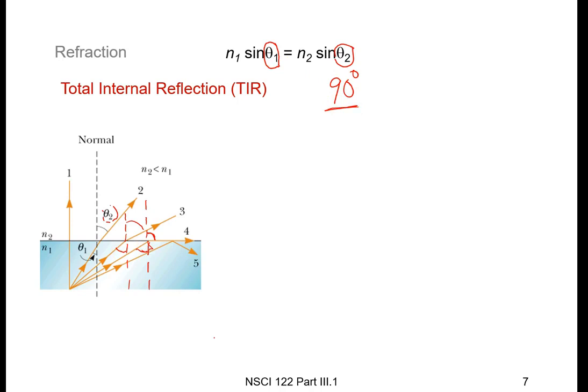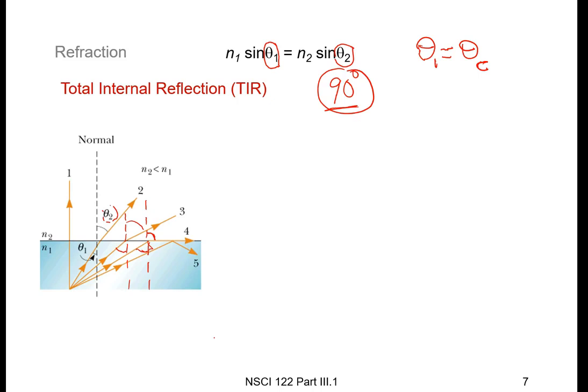That's going to be a special angle for this interface, and it's known as the critical angle. So when theta 1 is equal to this special angle, we call it theta c, then theta 2 is predicted to be 90 degrees, and that's called the critical angle. I'll summarize that in just a second when I click this.